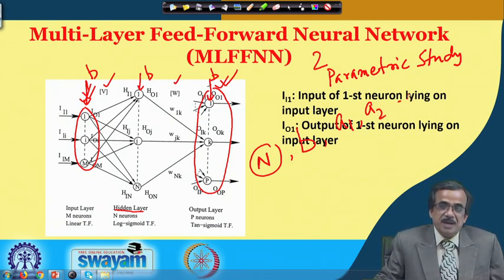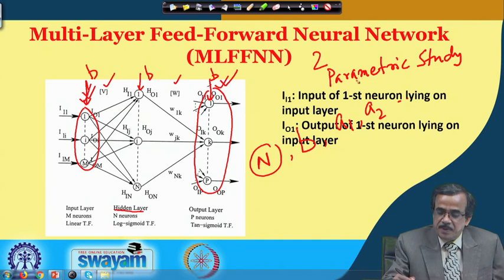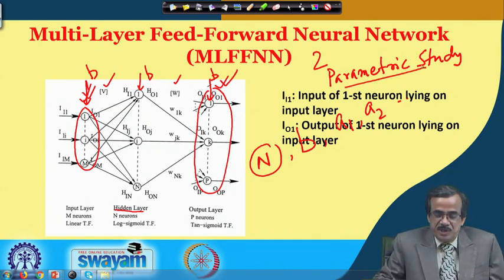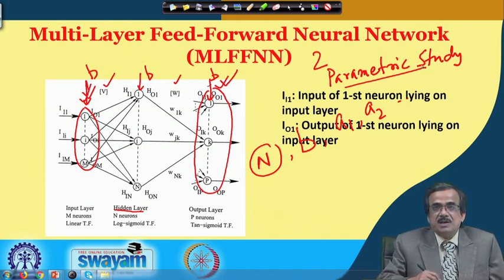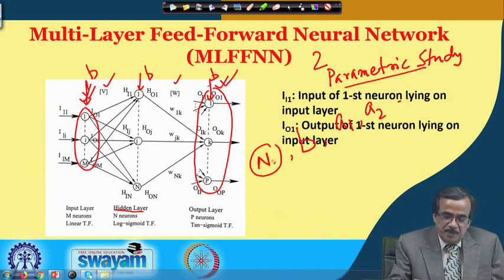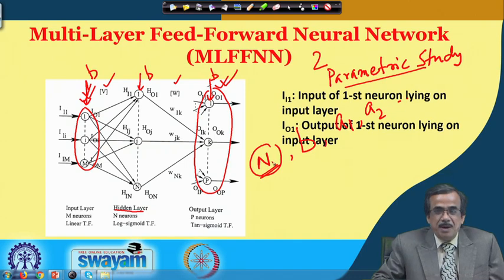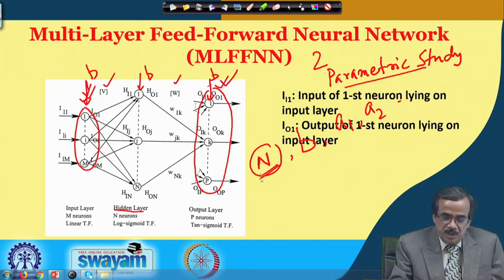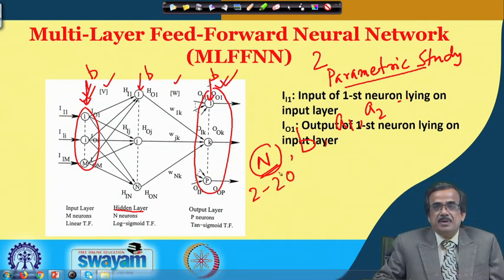So, these are the parameters for which we will have to determine the set of optimal values. Now, to carry out this parametric study, what we do is we first try to fix the range of each of these parameters. For example, to fix the range, the minimum number is 2. Supposing that I am going to put the range for n as, say, 2 to 20.